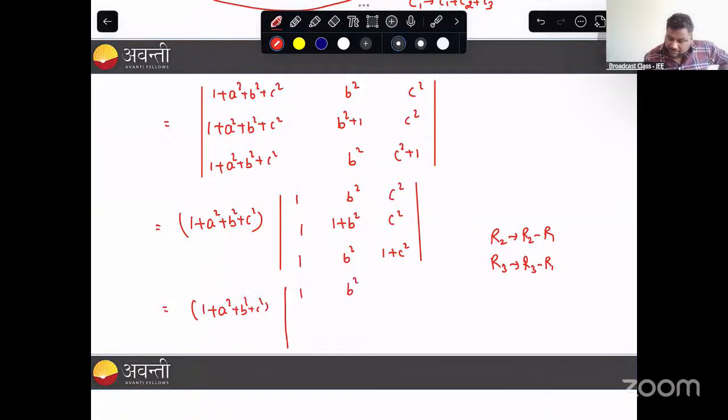So 1, b square, c square, 0 1 0, 0 0 1. Now you expand it along the first column. What do you get? 1. So it will be 1 plus a square plus b square plus c square. That's it. Am I correct? Everybody understood?